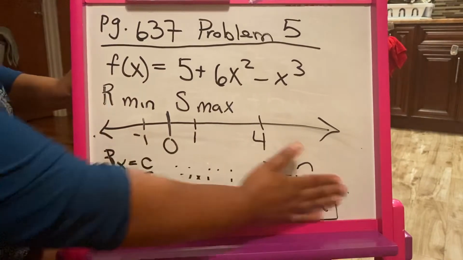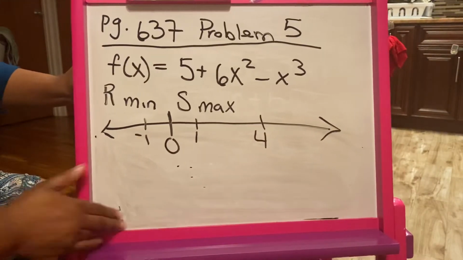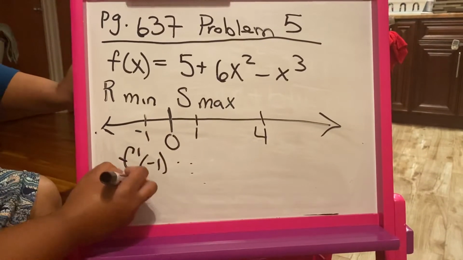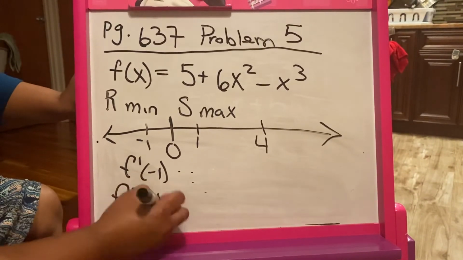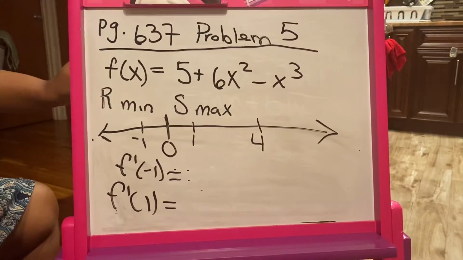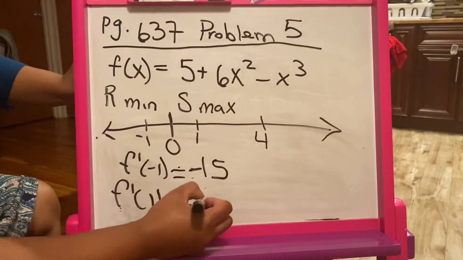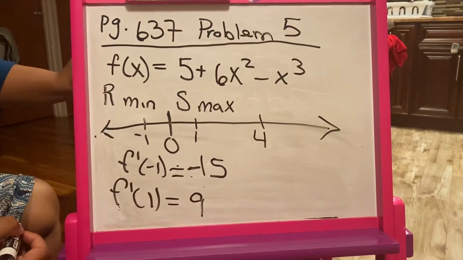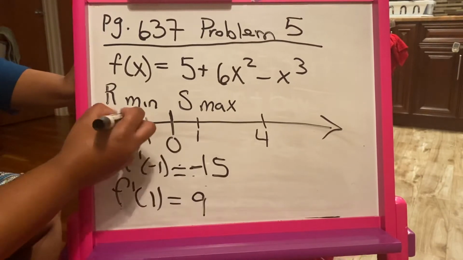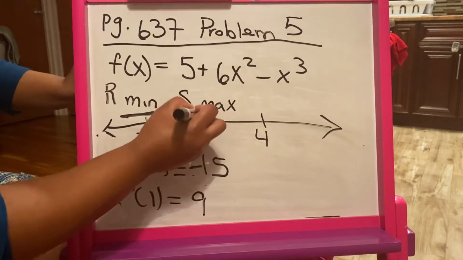I'm going to plug those test points into my derivative. When I do that, I have f prime of negative 1 and f prime of positive 1. When I plug it into my derivative, I get that it's negative 15, and this is positive 9. What that means is that at negative 1, my curve is decreasing, and at positive 1, my curve is increasing.